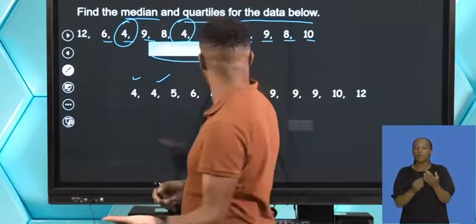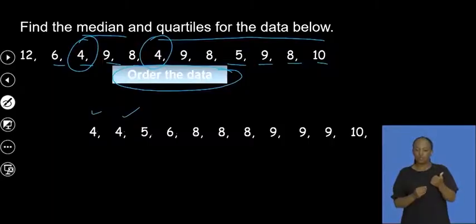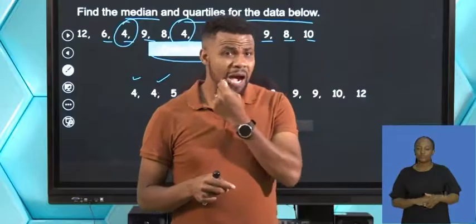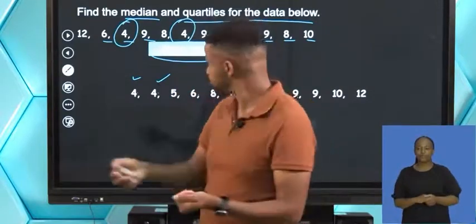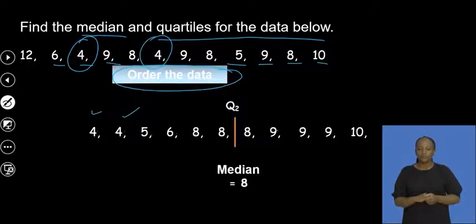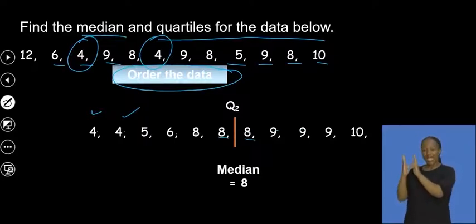How many numbers do we have? 1, 2, 3, 4, 5, 6, 7, 8, 9, 10, 11, 12. So it's 12. So the best is to find the median first. Let's find the median. So the median is between 8 and 8, that position. Can you see that? So the median is there. So it's 8 plus 8 divided by 2, which gives us 8.